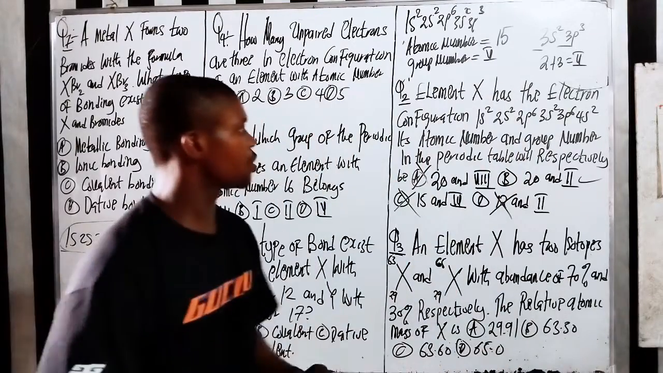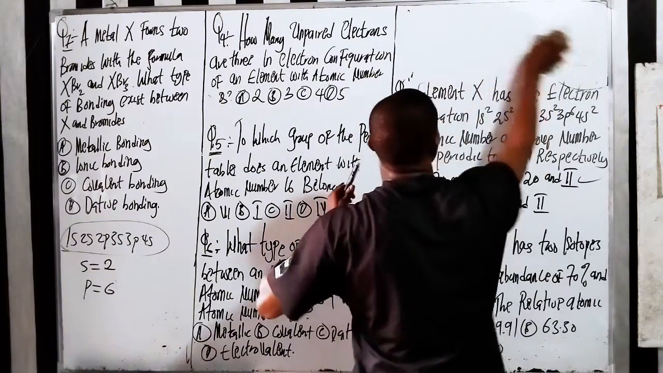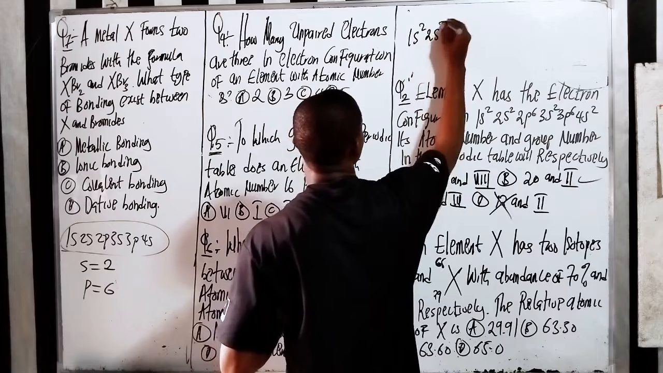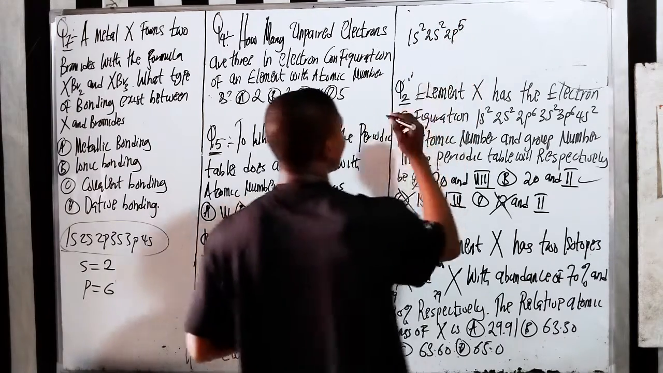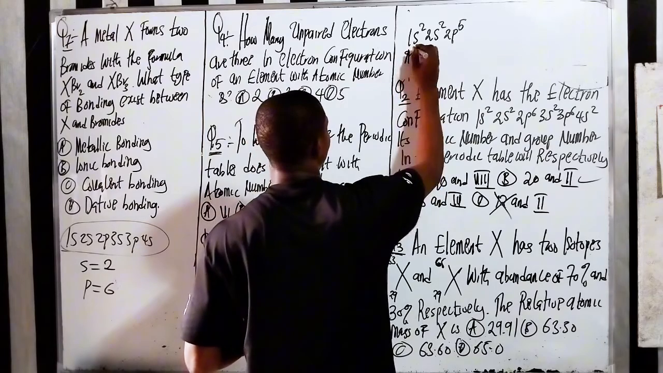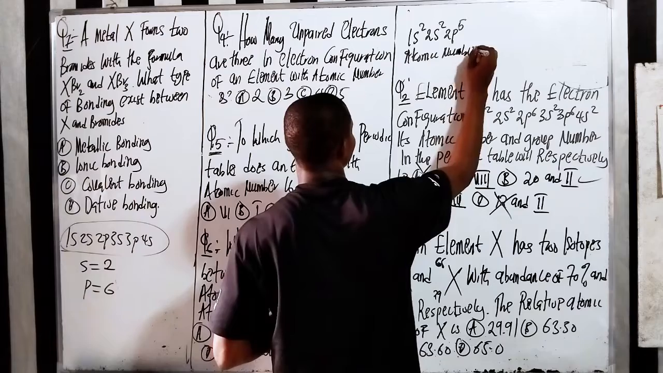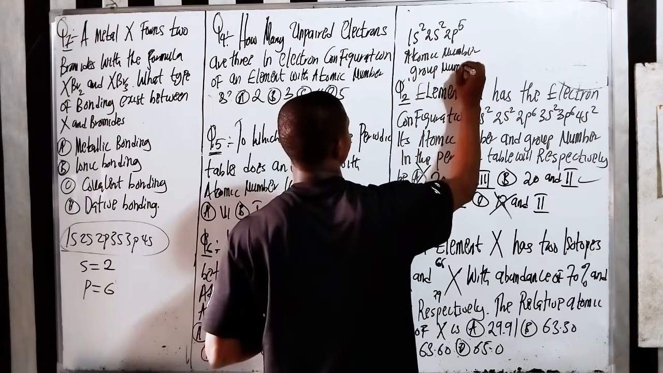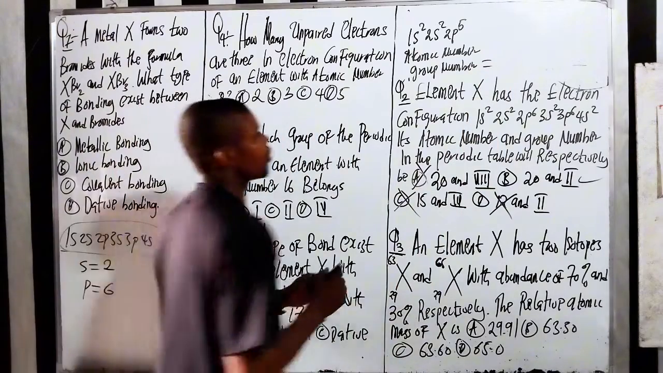Now, let me give you one for you to try. Leave your answer at the comment section. Imagine you have something like this: 1s2, 2s2, 2p5. Now, what is the atomic number? And what is the group number? Leave it at the comment section. You get? And let me give you another one.